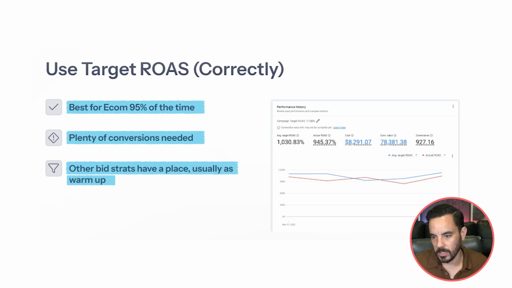Like I'm quite happy using maximize clicks in some cases, maximize conversions, maximize conversion value. But when I use those bid strategies, I'm generally thinking this is my warm-up strategy, and when I've got enough conversions, we're going to go over to target ROAS.